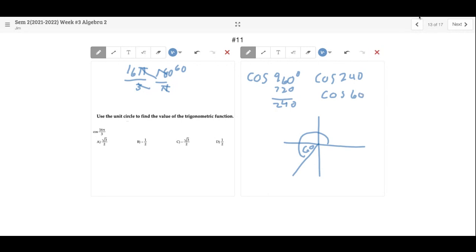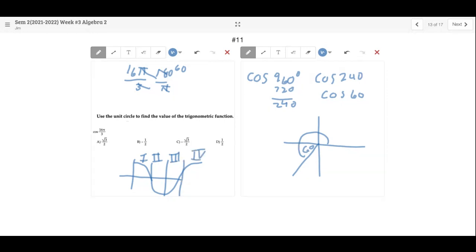Now, is the cosine positive or negative in the third quadrant? Is it negative? It is negative in the third quadrant. Cosine is positive in the first quadrant, and then negative in the second and third, positive in the fourth. Okay, why do I know that? Because remember, here's the cosine graph. Cosine graph looks like this. This is the first quadrant. This is the second quadrant. This is the third quadrant. And this is the fourth quadrant.